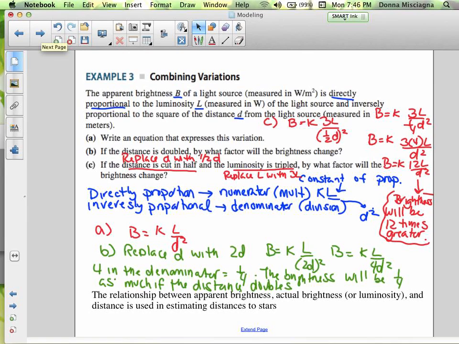So there we go. All right, so the relationship between apparent brightness, actual brightness or luminosity, and distance is used in estimating distance to stars. So there's a practical use for that. All right? And so when you're setting these up, just pay attention. Is it directly proportional? It's in the numerator. If it's inversely proportional, it's in the denominator. And don't forget your constant of proportionality. Here we didn't solve for it. We weren't given any values, so it's just going to be k. But we could still figure out how the overall brightness will change based on changing the distance or changing the luminosity.